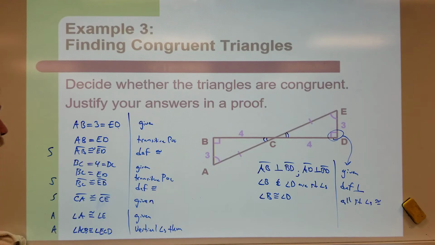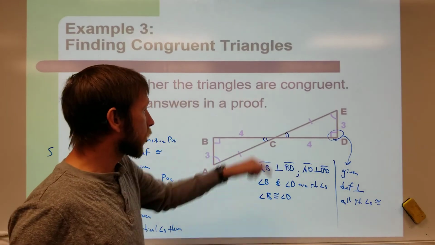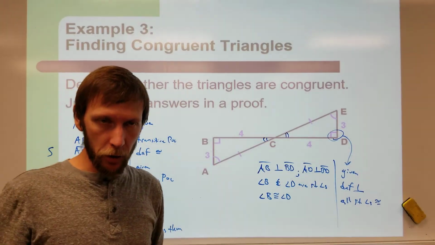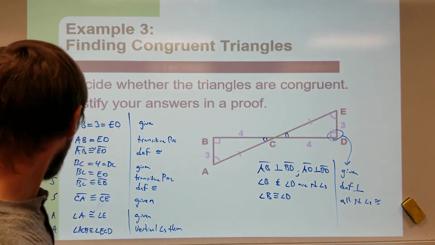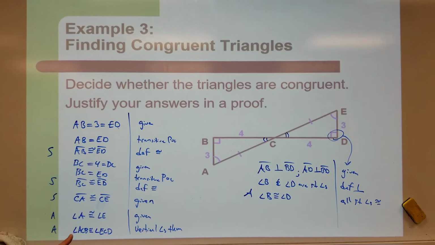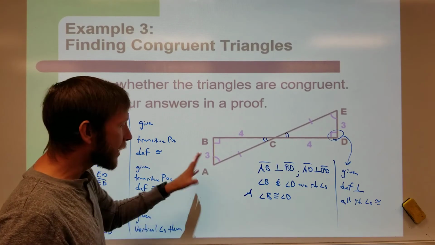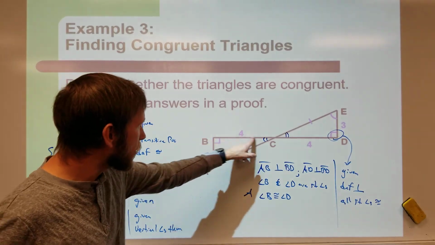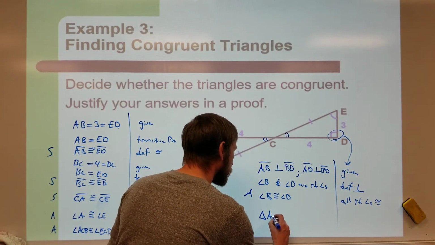My very last statement: decide whether the triangles are congruent. I need to make a triangle congruence statement. Now this is where it gets a little bit iffy. I've got 3 pairs of sides, I've got 3 pairs of congruent angles, yay. Got all the angles, side, side, side, angle, angle, angle. Now I'm going to list that triangle ABC is congruent to this other triangle.